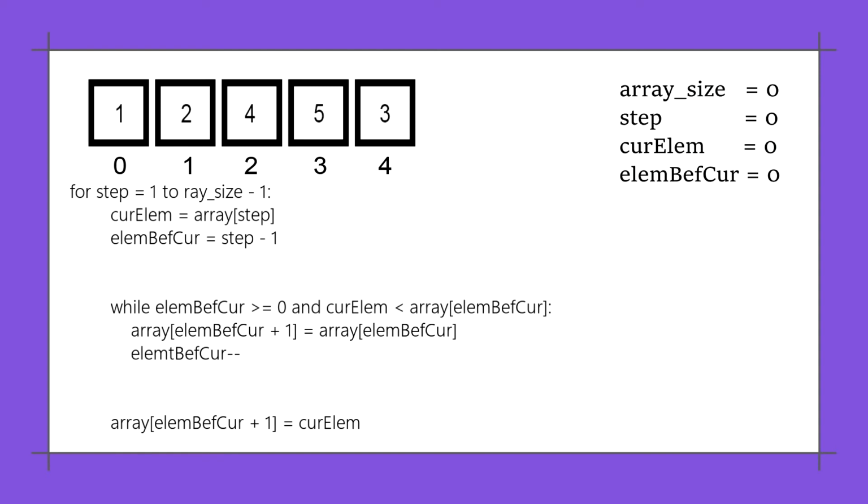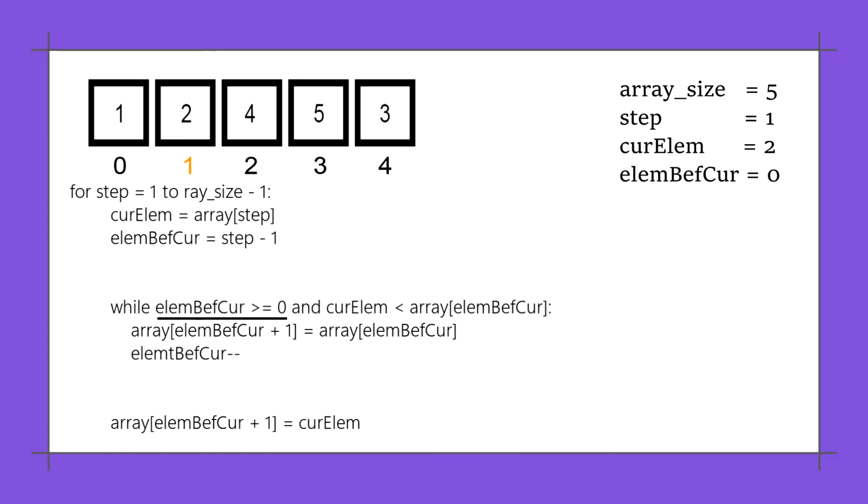Now, let's start the simulation. The value of the variable array size is 5, since we have 5 elements in the array. The value of the variable step is 1. The value of the variable current element is the array at the index of step, which is 2. The value of the variable element before current is 0 because 1 minus 1 is 0.